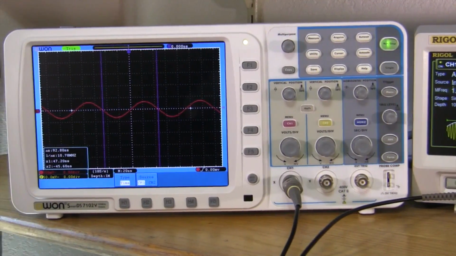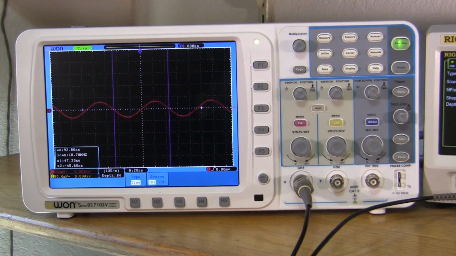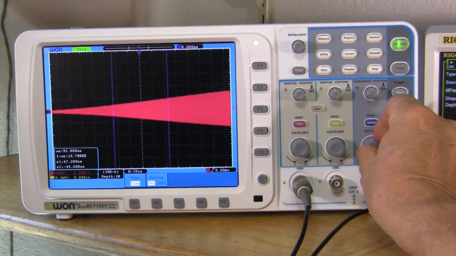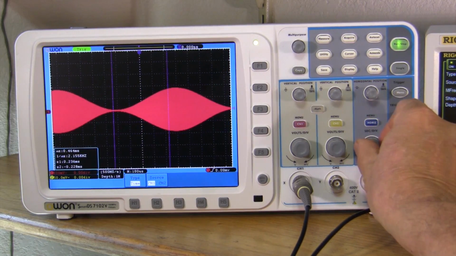Okay. Now let's look over on our scope over here. Well, that doesn't look quite right. But that's because that's where it's being triggered. And what we need to do to see the modulation, of course, is to creep down here. Ah, yes, much better.